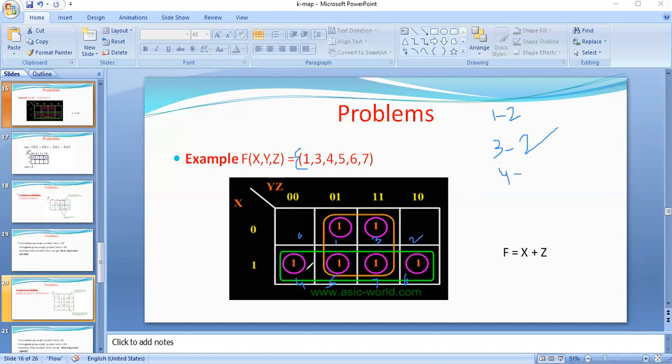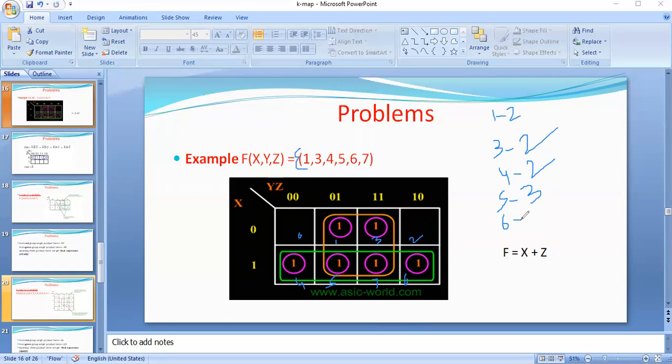For minterm 4, 5 is adjacent, and 6 is also adjacent, because corners are also adjacent. So the total number of adjacencies here is 2. Next, for minterm 5, we have 3 adjacencies: 4 is adjacent, 1 is adjacent, 7 is adjacent.